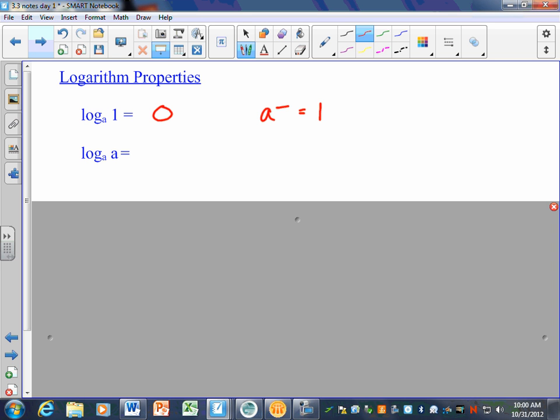Same thing with this one. What a to what power will give me a back every time? Yeah. Why is that true? Because a to the what equals a to the 1.